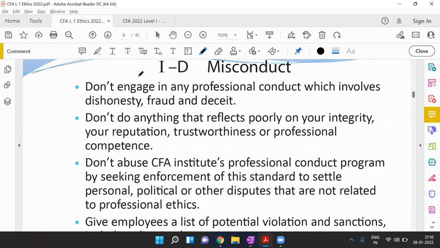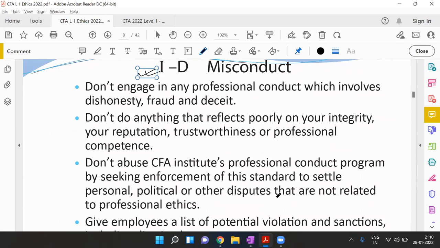There is no question, I will move on to the next standard, which is Standard 1D, Misconduct. And it says: don't engage in any activities related to dishonesty, fraud and deceit. That is a part of misconduct. Nothing to explain here. Don't do anything which poorly reflects on your integrity, your reputation or on your professional competence.